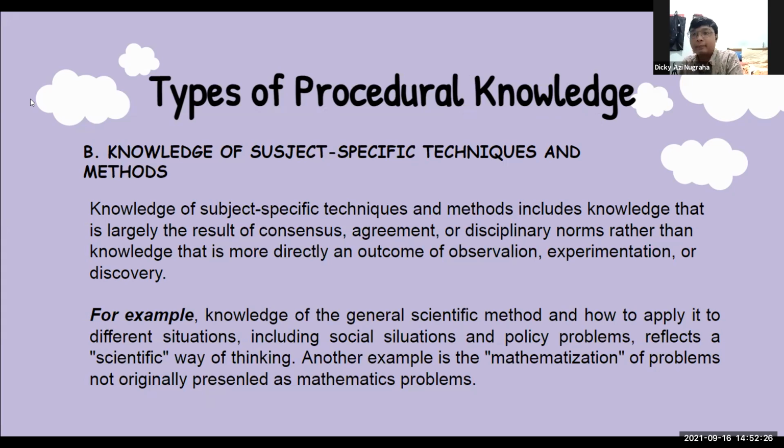Another example is the mathematization of problems not originally present as mathematics problems. Another example of this type of knowledge is knowledge of research methods relevant to the social sciences, and knowledge of the techniques used by scientists in seeking solutions to problems. And the last is knowledge of the methods for evaluating health concepts. Those are other examples of knowledge of subject-specific techniques and methods.